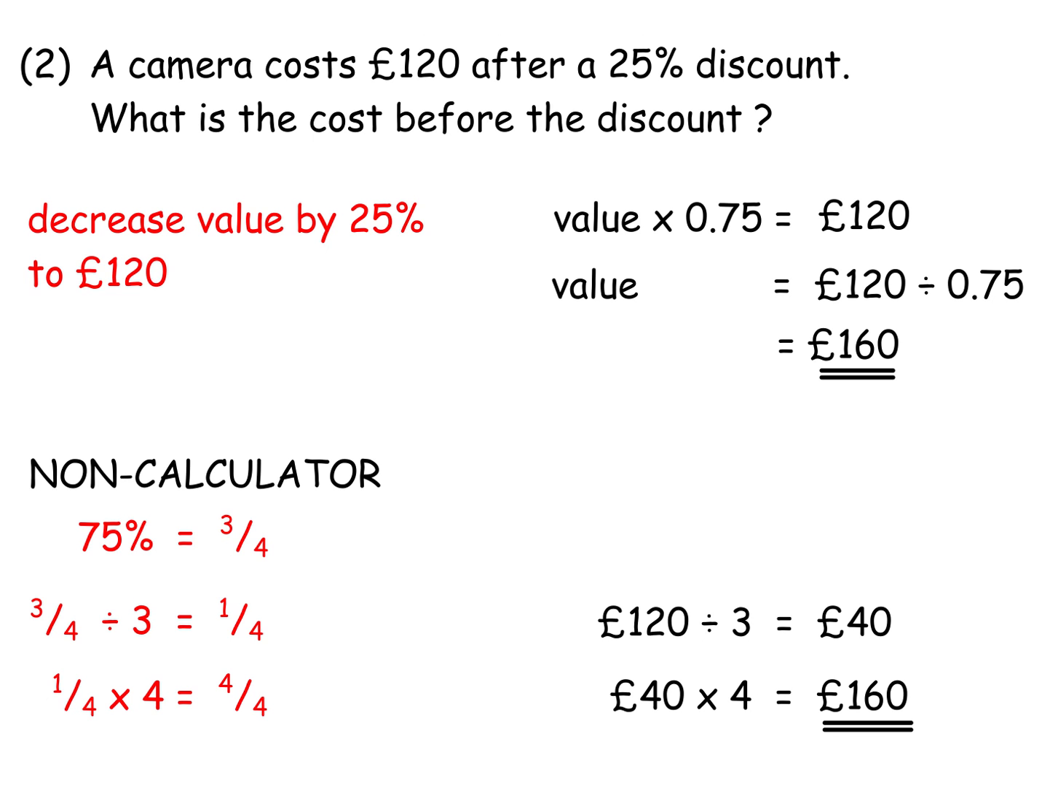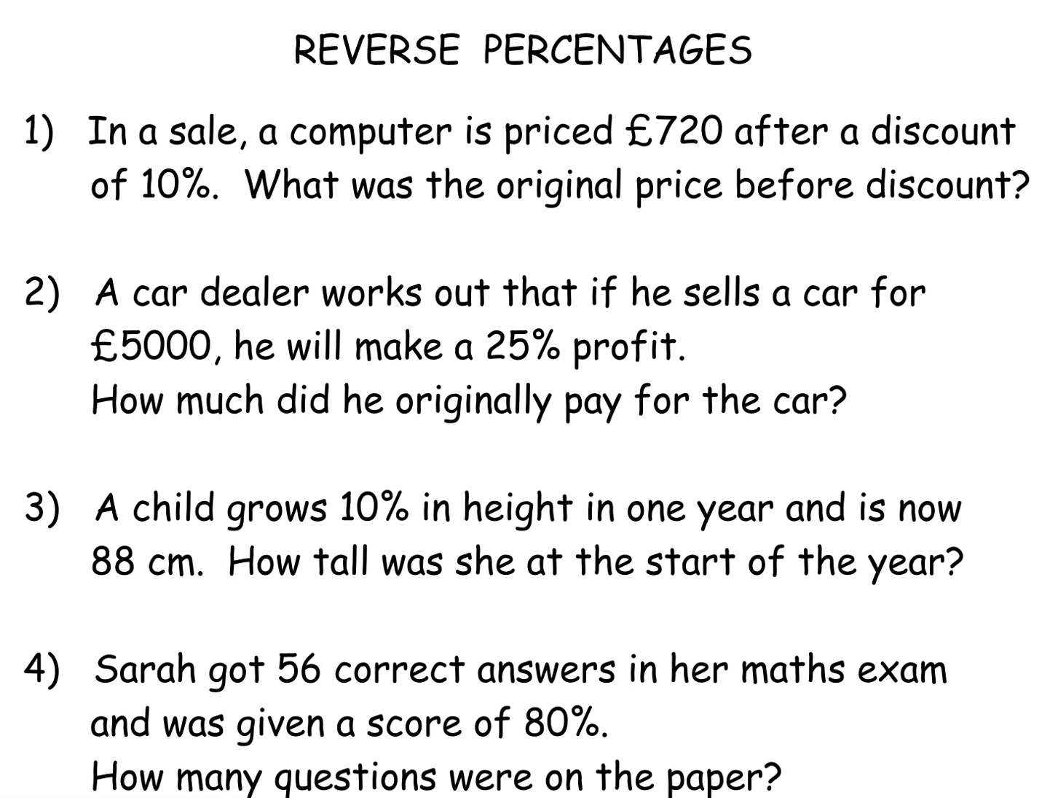If you click the link in the description, there's a worksheet and it's non-calculator. So the idea is it's a computer priced at £720 after a discount of 10%. You're paying for 90%. So this £720 is 90%. You can find out from that what 10% is, and then times it up by 10. So it's all non-calculator. The answers will be with the sheet.